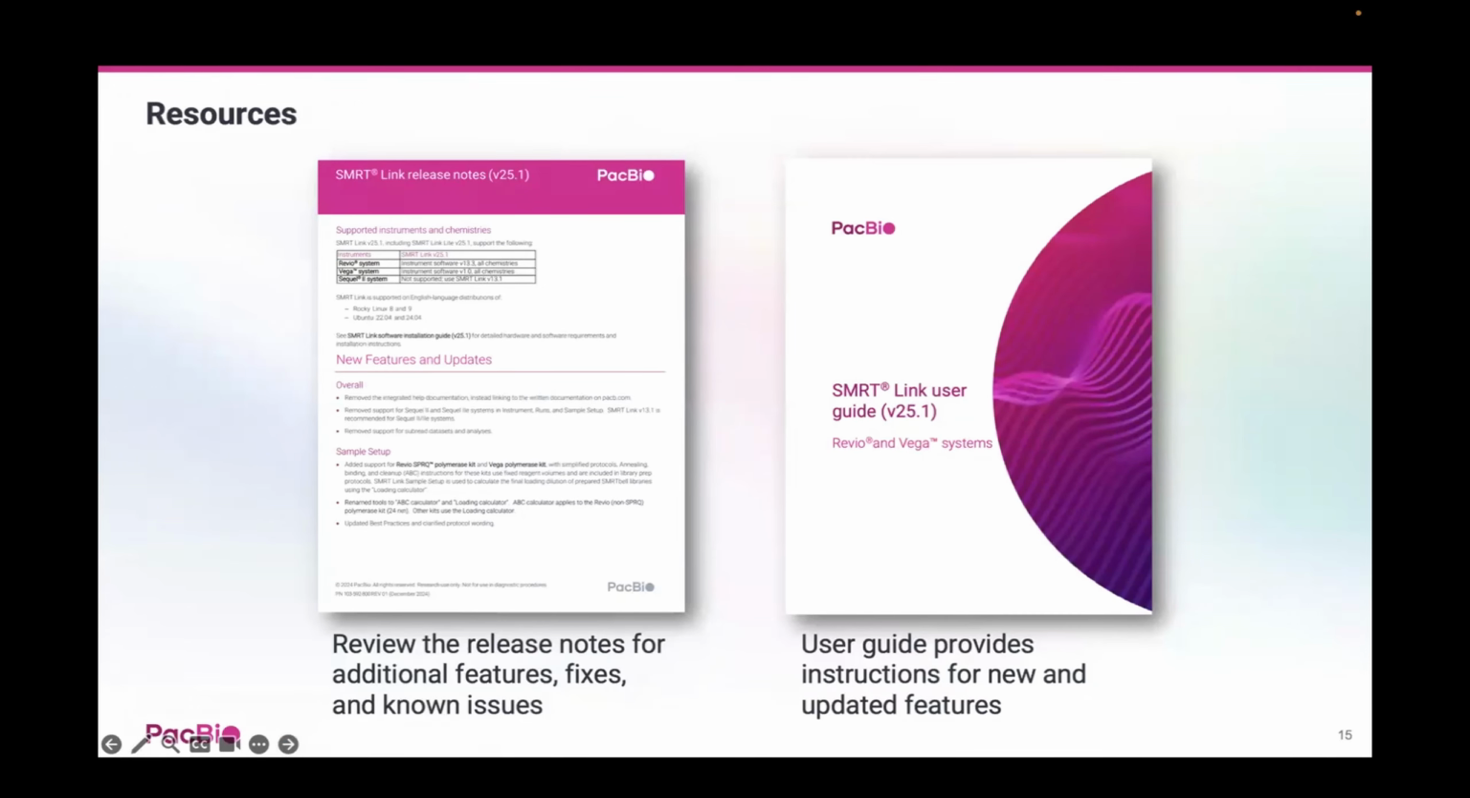Because of how feature-packed SmartLink is and continues to gain functionality with every new software update, PacBio strongly recommends reviewing the user guide and release note for each software release. In the release notes, you'll find what the new features are in a given software version, fixes that were made from previous versions, and known issues as well as associated workarounds. This will help you minimize issues you face when using SmartLink. Additionally, the user guide provides a high-level overview of how to use SmartLink.